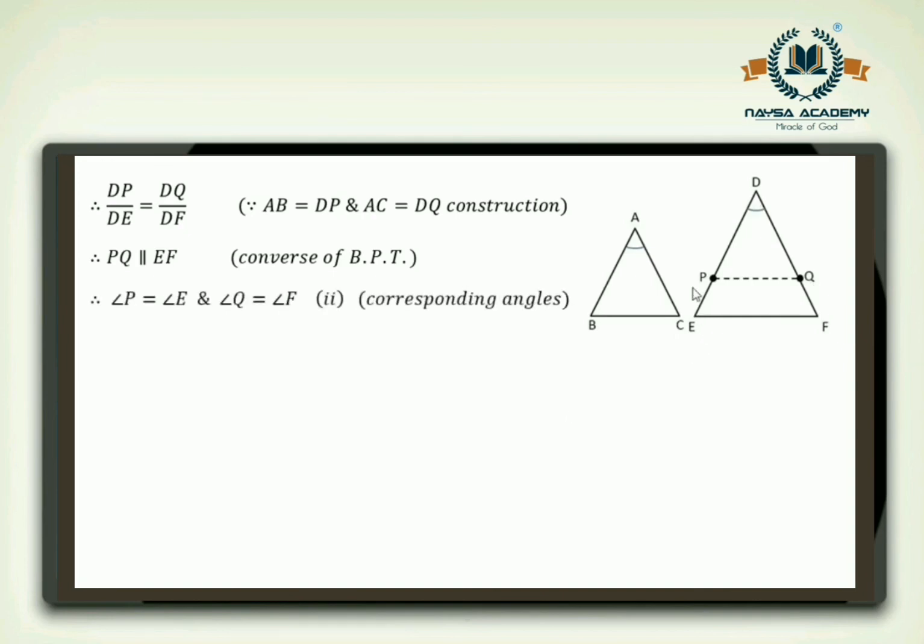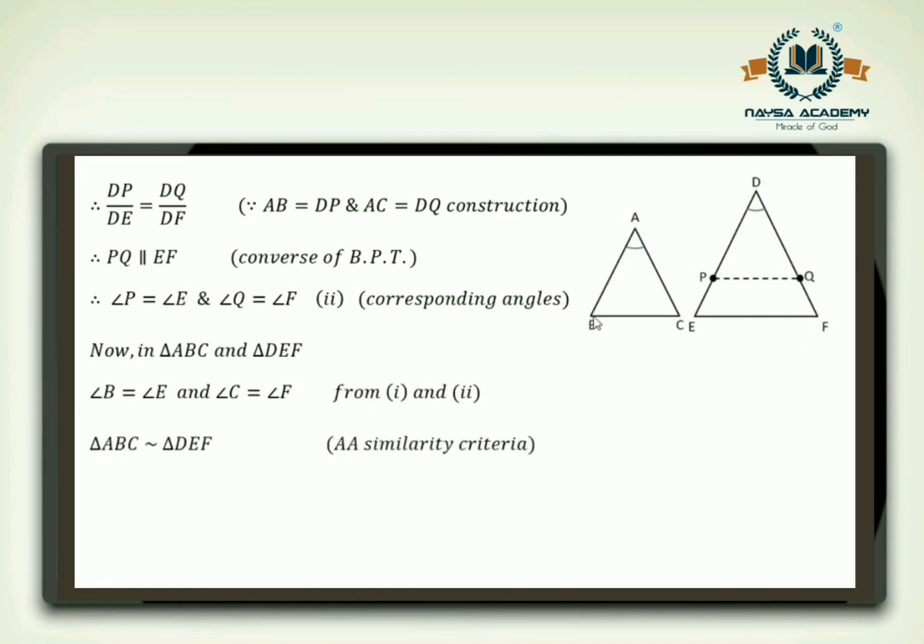And as PQ and EF are parallel, I have angle P equal to angle E and angle Q equal to angle F. Now we have already proved that angle B and angle P are equal and angle C and angle Q are equal. So I can say that angle B and angle E are equal, and angle C and angle F are equal. So in triangle ABC and triangle DEF, I have angle B equal to angle E, angle C equal to angle F. So I can say that by AA criteria, triangle ABC is similar to triangle DEF.